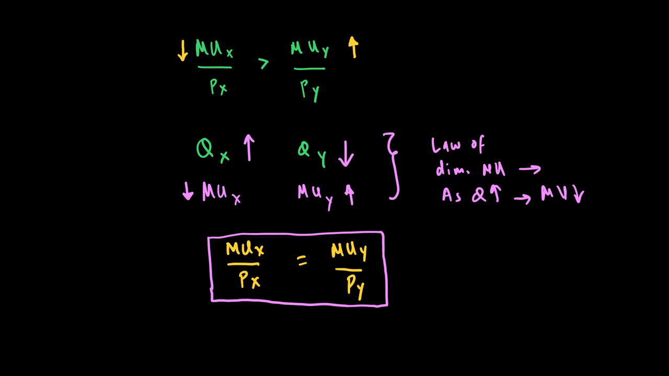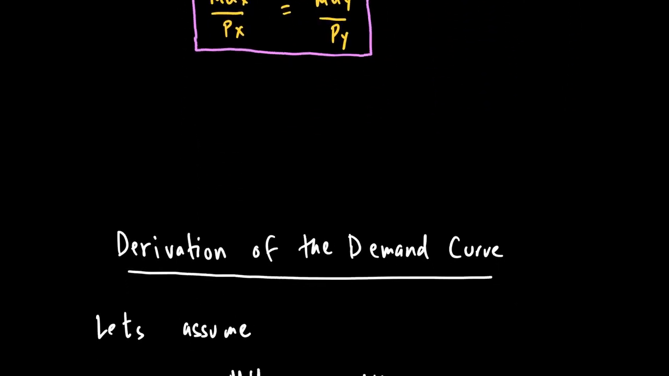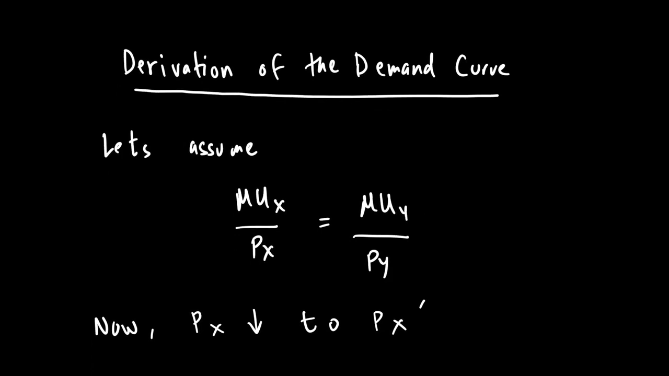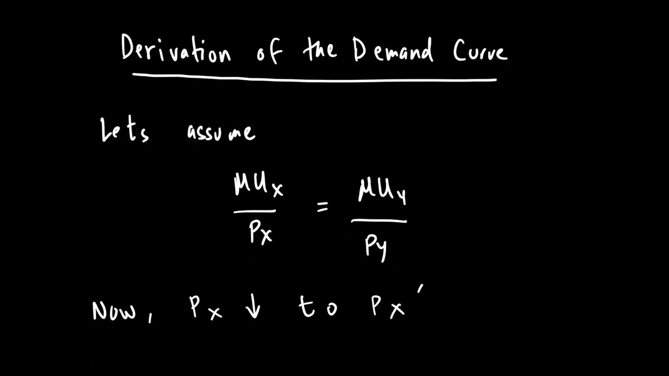Let's now use this concept to derive an individual consumer demand curve. So we can use this knowledge to actually derive an individual consumer's demand curve. Let's start off with the assumption that MUX over price of X is right now equal to MUY over price of Y. If so, you don't need to substitute at all because your equi-marginal principle is met, which means for a given level of income, you must be maximizing total utility, right?